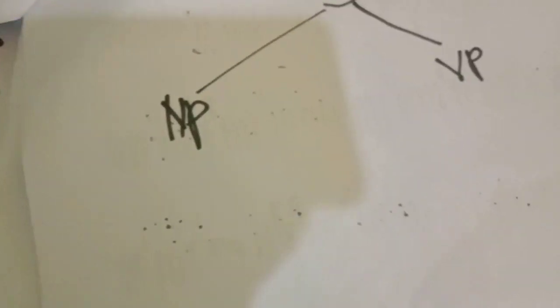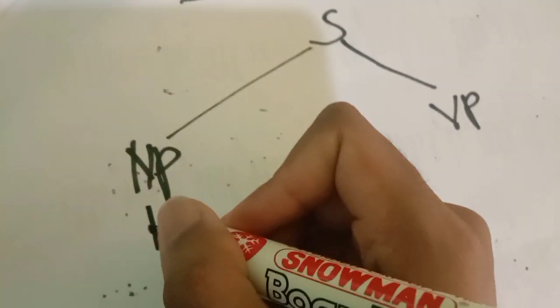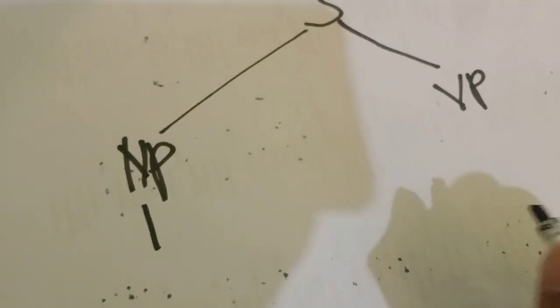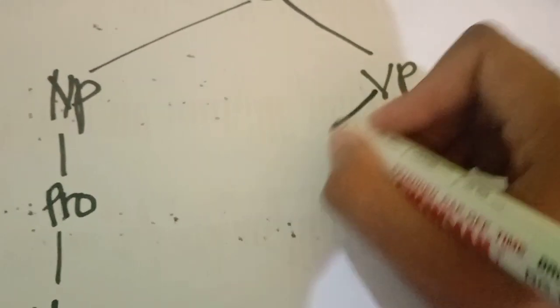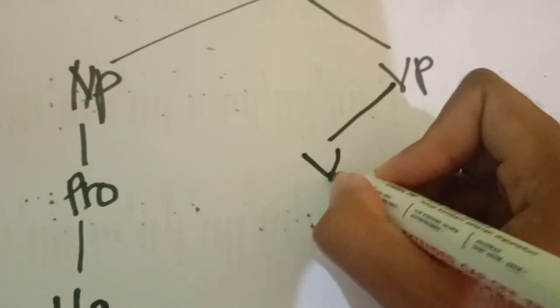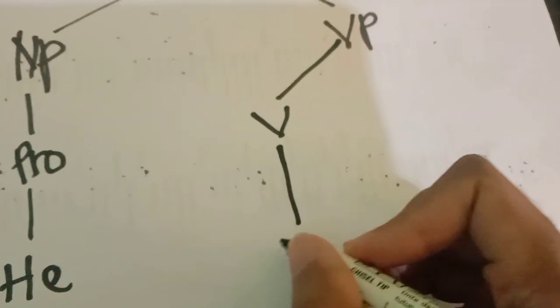So let's break down each word. The very first one, he. He belongs to what kind of lexical category? It's obviously a pronoun, right? So we draw pro for pronoun, and then the word, which is he. And then left. Left is obviously a verb, so we draw a V, which stands for verb, and then left.